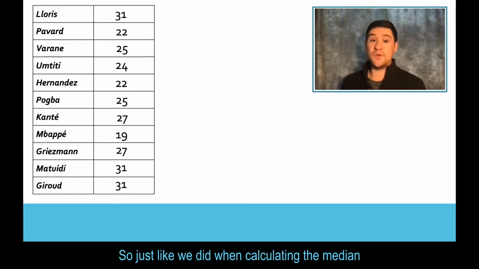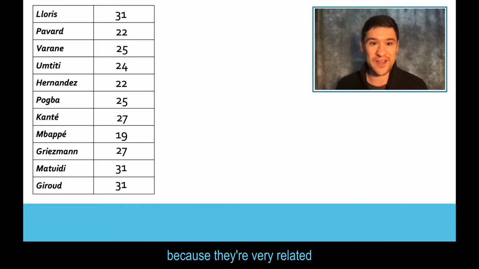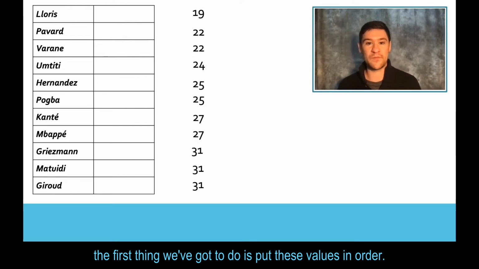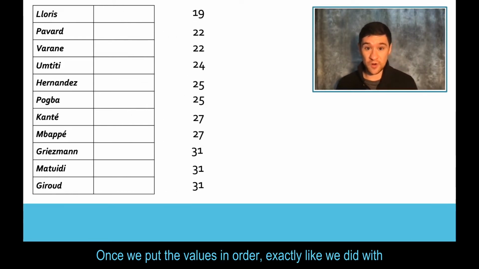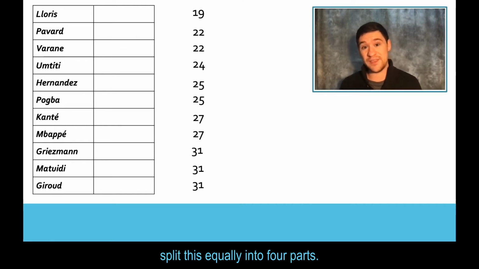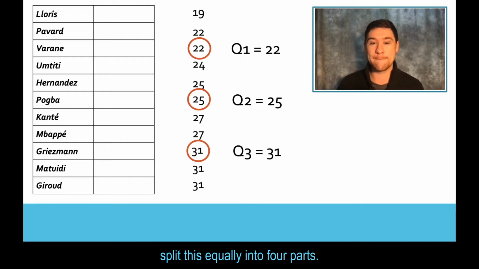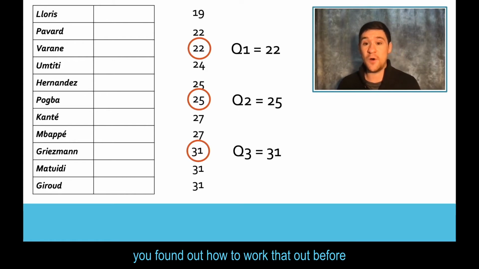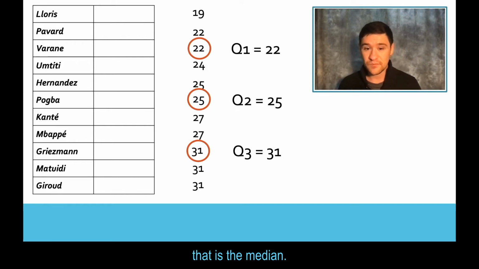So just like we did when calculating the median, because they're very related, the first thing we've got to do is put these values in order. Once we've put the values in order, exactly like we did with the median, we need to be able to split this equally into 4 parts. So the second quartile, you found out how to work that before, that is the median.